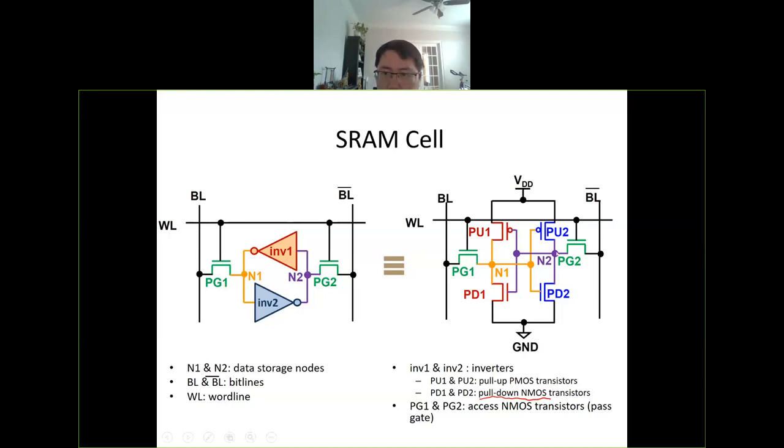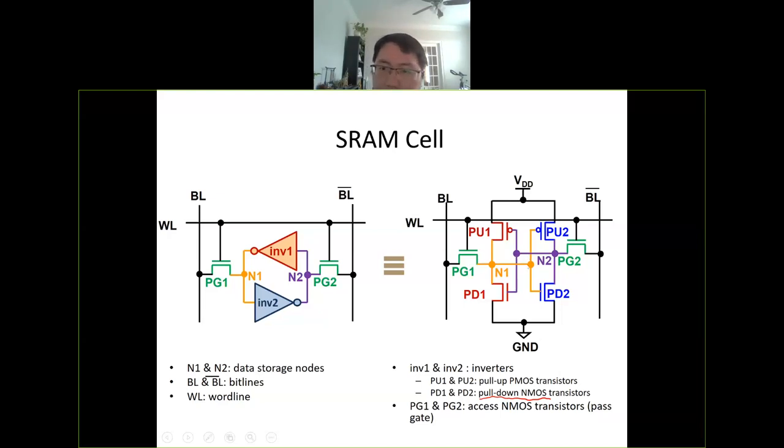Those 2 blue transistors are for inverter 2, and here we have 2 PD, one is PD1, one is PD2, both NMOS, and pull up PMOS. PMOS is to pull up the signal. So then we have PU1 and PU2. Those 4 transistors form this cross-coupled pair.